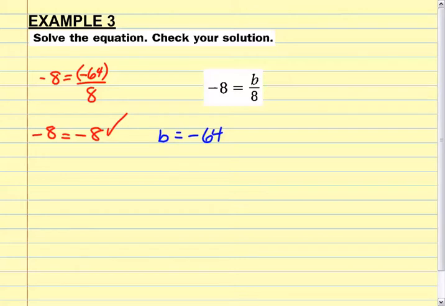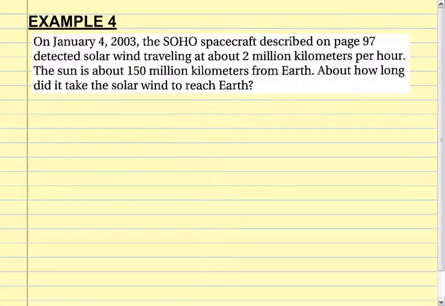Will something like that be on the test sheet, like the one you just showed us? Absolutely. Example number 4. On January 4th, 2003, the SOHO, Soho?